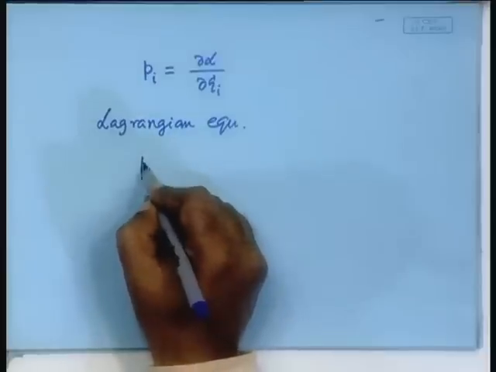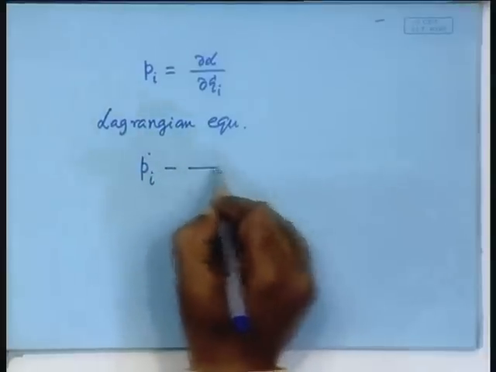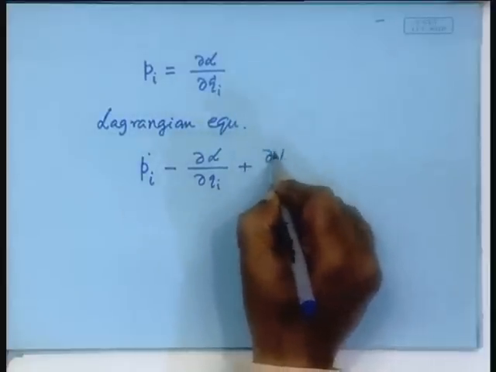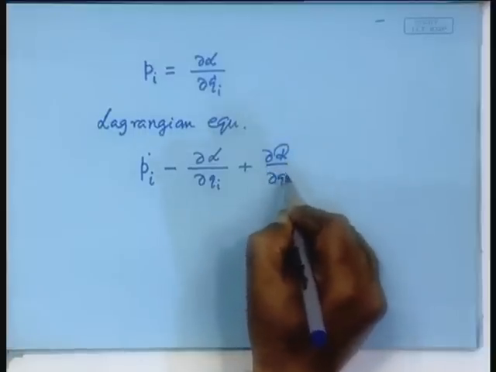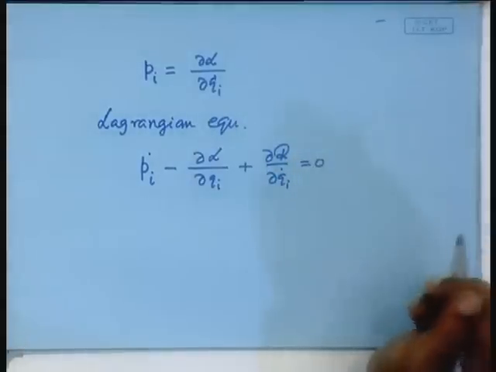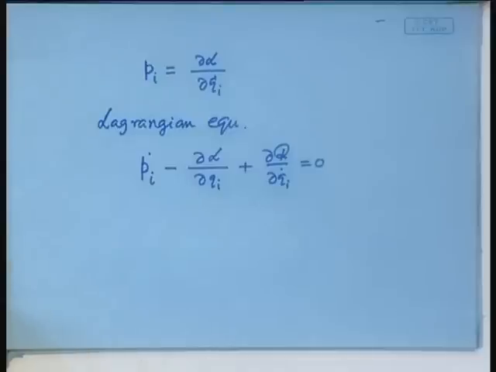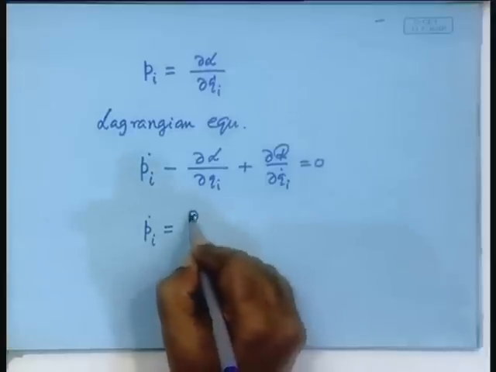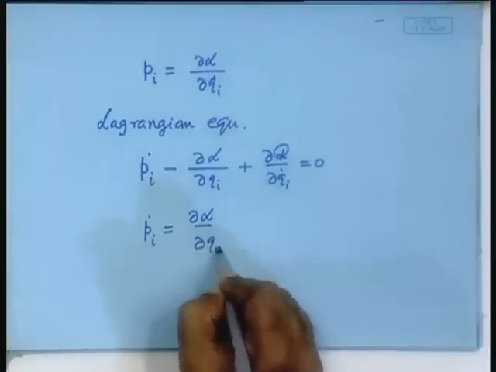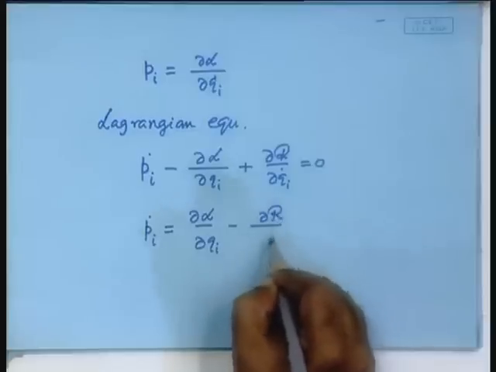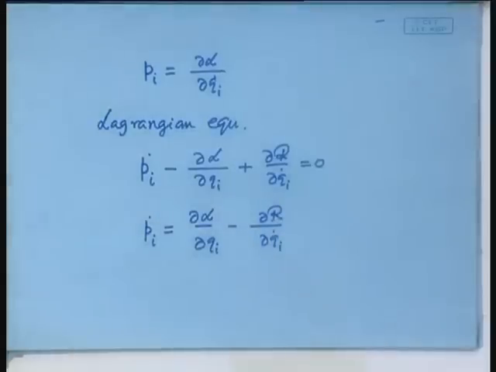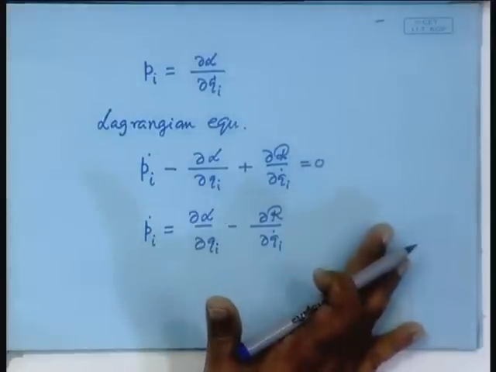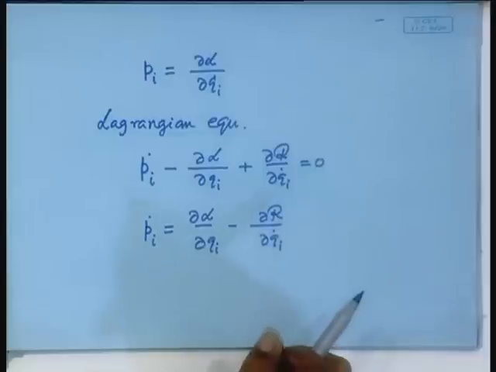p_i dot minus derivative of the Lagrangian with respect to q_i plus derivative of the Rayleigh with respect to q_i dot is equal to 0. We would normally express it as p_i dot is equal to derivative of the Lagrangian with respect to q_i minus derivative of the Rayleigh with respect to q_i dot. So, you see here is the dotted term, and the right hand side will have to be expressed in terms of the undotted terms, right.